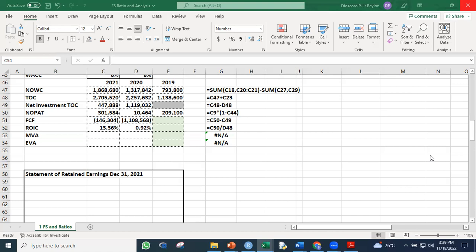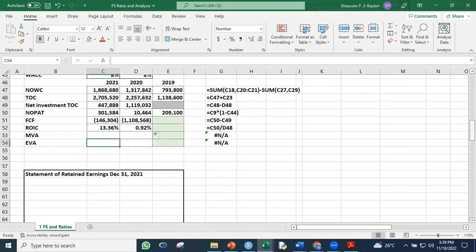Let's read from another person. Sino? Si Vic, why yes? Sir, same answer lang din po, compared to 2020, which is 0.92% increase. Okay, pareho kay Rafi. Kay Micaela, why yes? Sir, sa 2021 po, the ROIC is higher than the WACC. Yes. Okay, that's the answer.